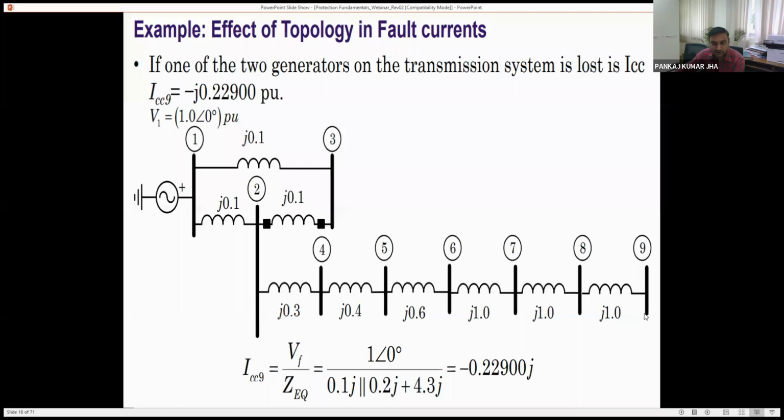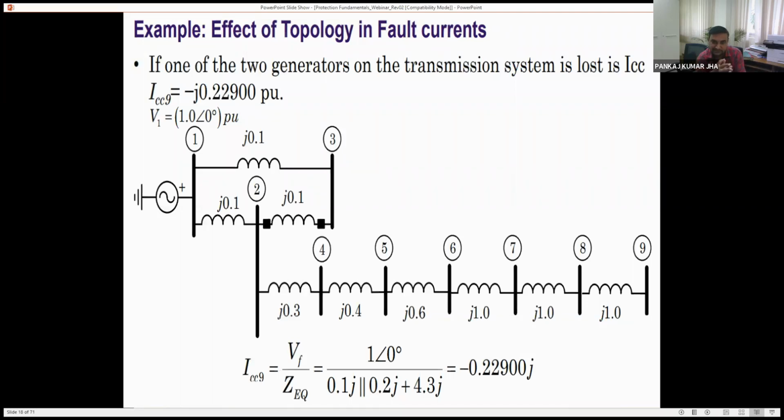Now suppose there is a fault on this bus 9. In that case, my total fault current will be something like this. So what is the implication of this on our power system network? Because of the change in the network, suppose one bus in the system, or one line is out of service, or one generator is out of service, my fault current keeps on changing. So we have to design power system protection relays in such a way that they take care of every type of possibility.